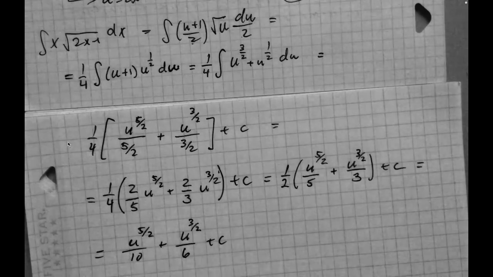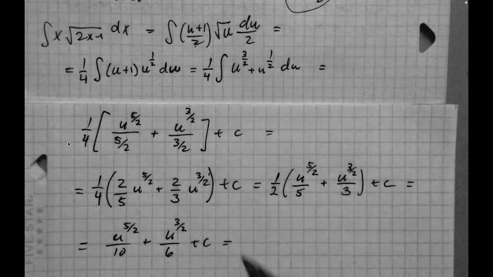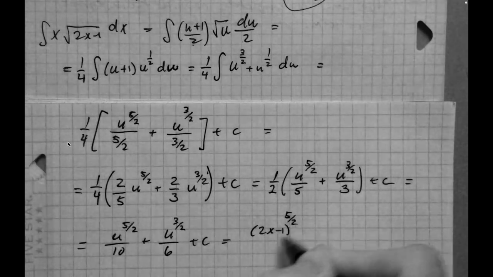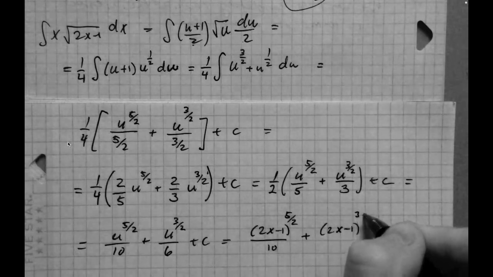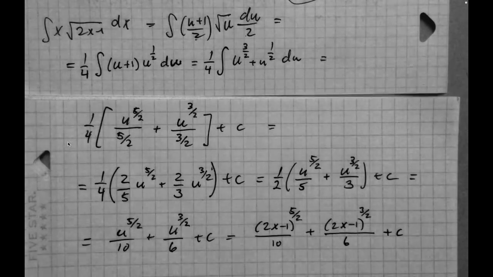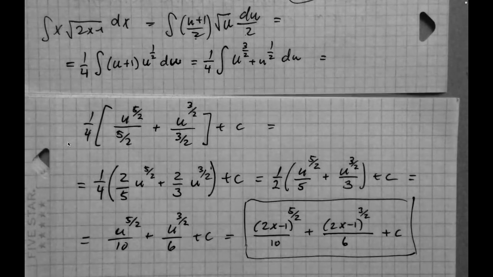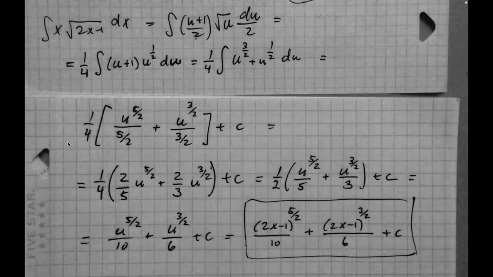And then you don't want to stick with u. At the end of the day, you want to get rid of the u's and plug back in whatever u was. In this case, u is equal to 2x minus 1. So this would be (2x minus 1) to the 5/2 power over 10 plus (2x minus 1) to the 3/2 power over 6. There we go. So that's the integral. So when you evaluate this integral, this is the form of the family of antiderivatives for this guy. Okay.